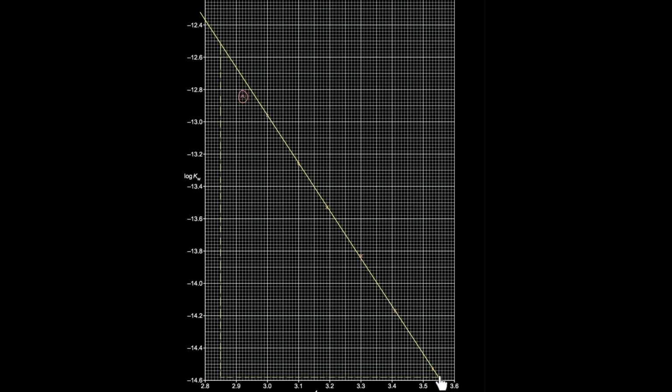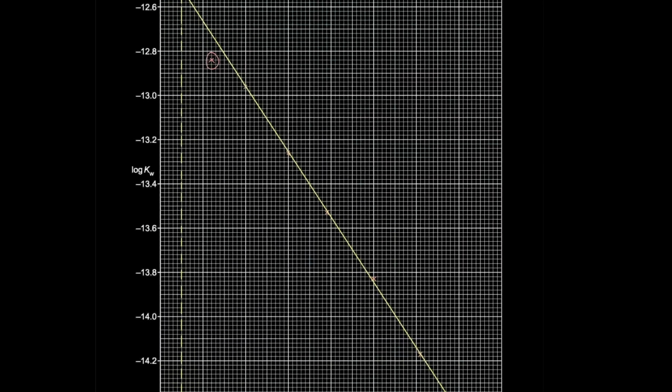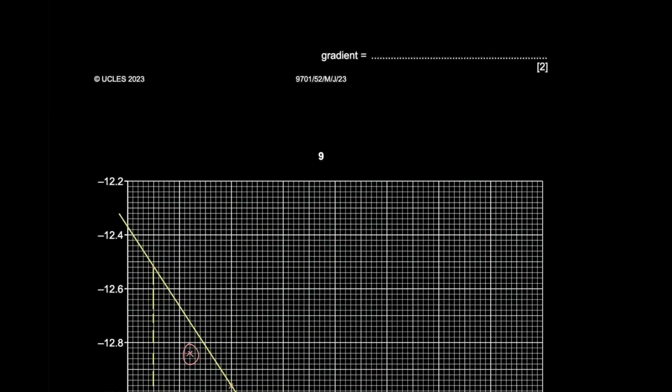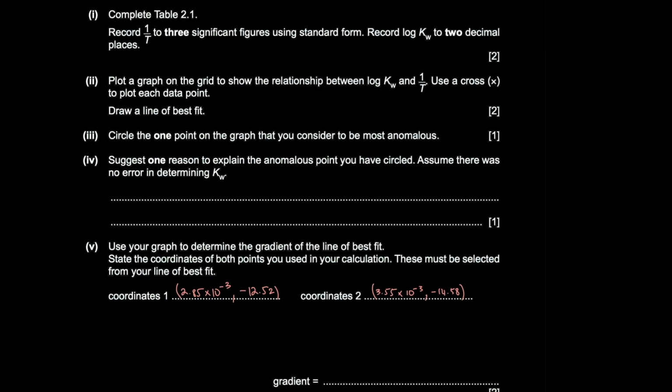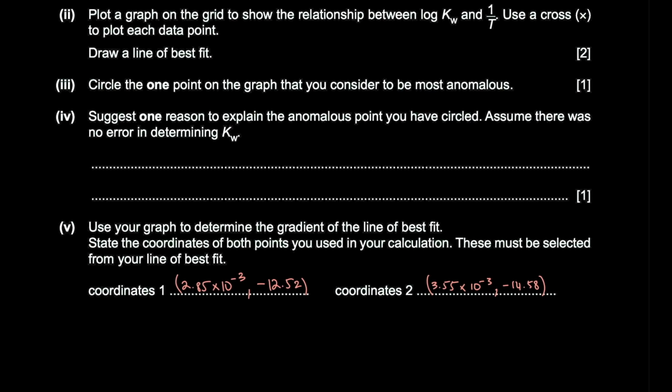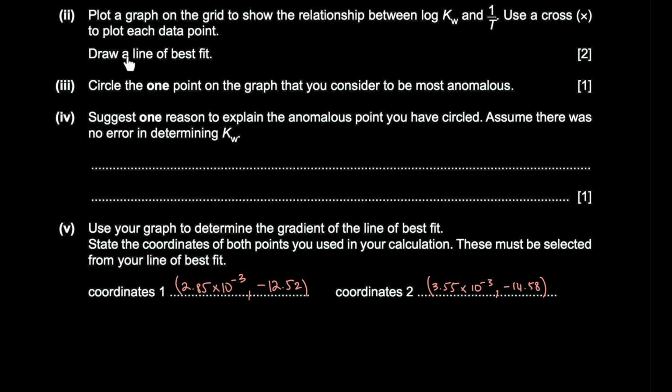Now the points that you choose to find the slope should be at least 50% of the graph distance apart. In other words, try to choose 2 different points for the slope that are as far apart as possible. Don't choose 2 points that are very close to each other when you're calculating the slope. So I've plotted the graph and drawn the line of best fit.